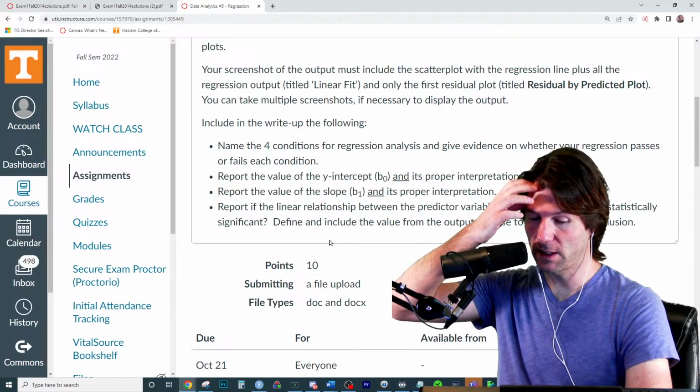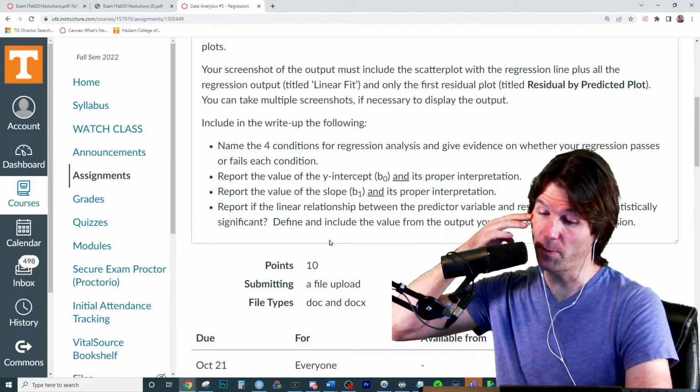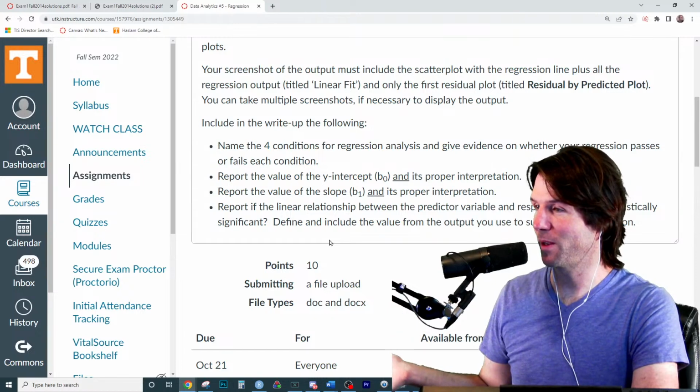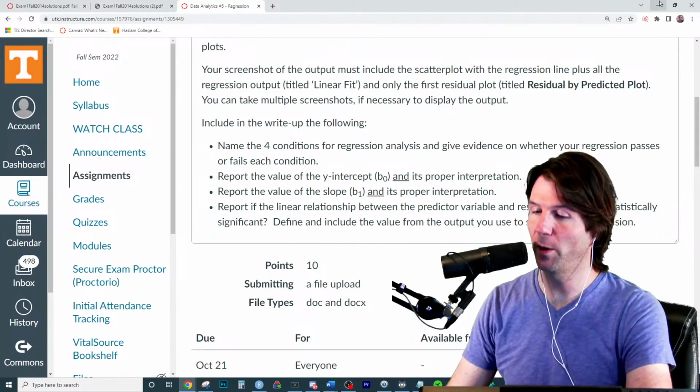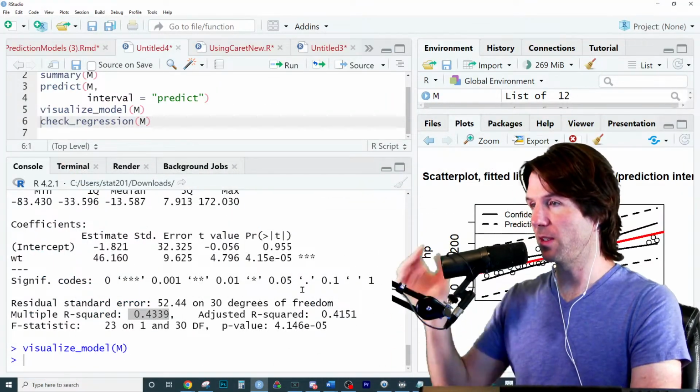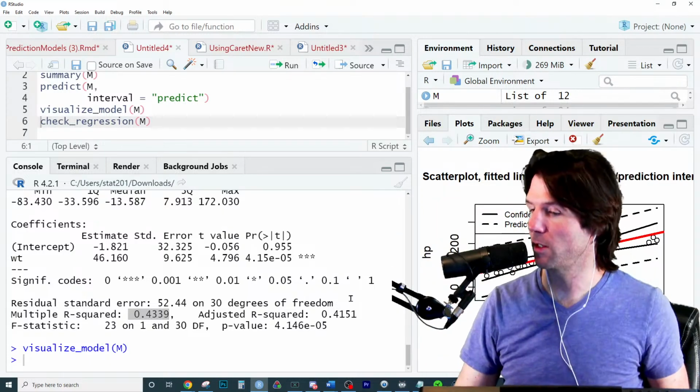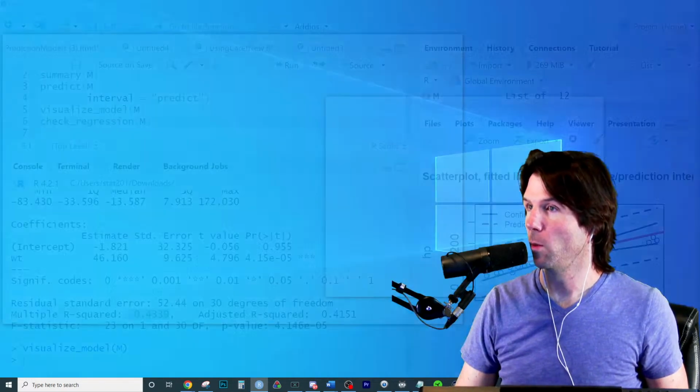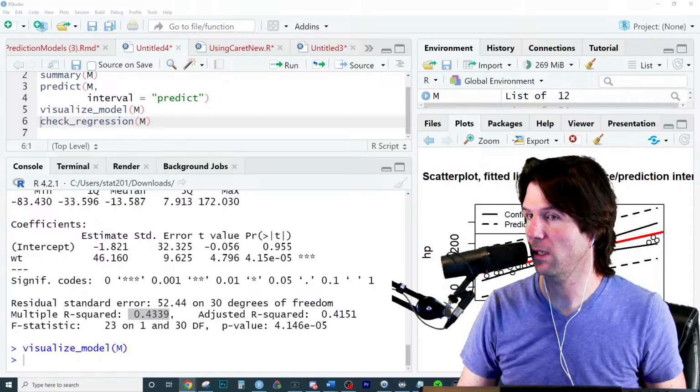Report if it's statistically significant. Define and include the values from the output. So we were just doing this a moment ago. Where in the output do we see if this is statistically significant? Last question. Let me send the announcement to the class, and I need to grab some coffee. Where do we see that this is a statistically significant relationship?